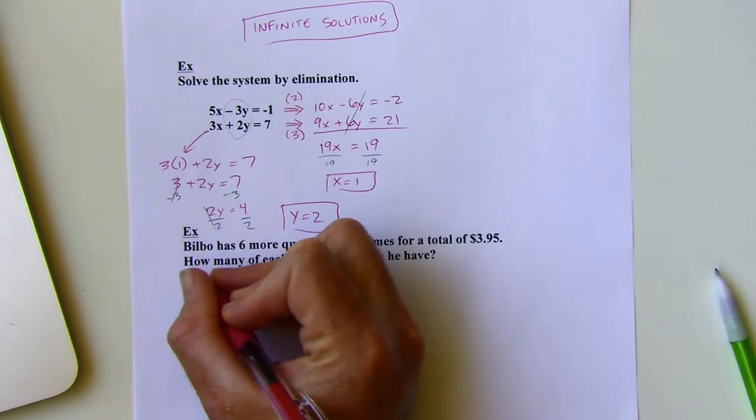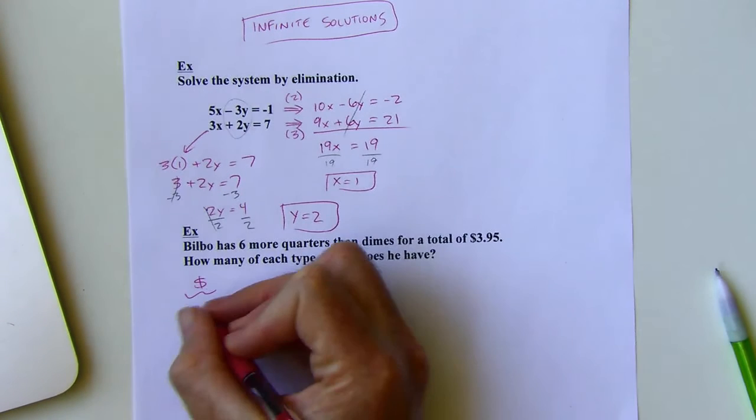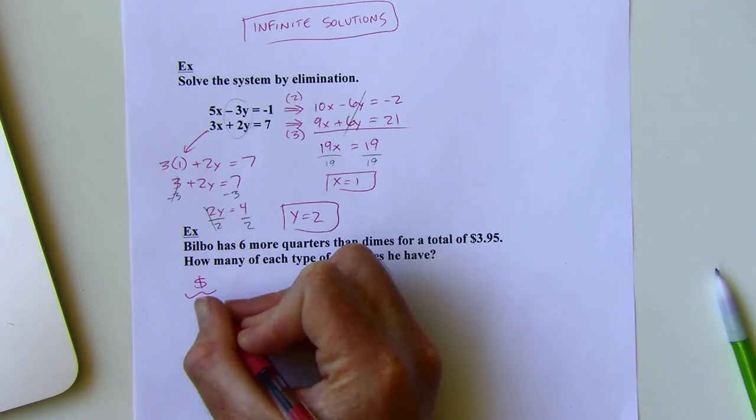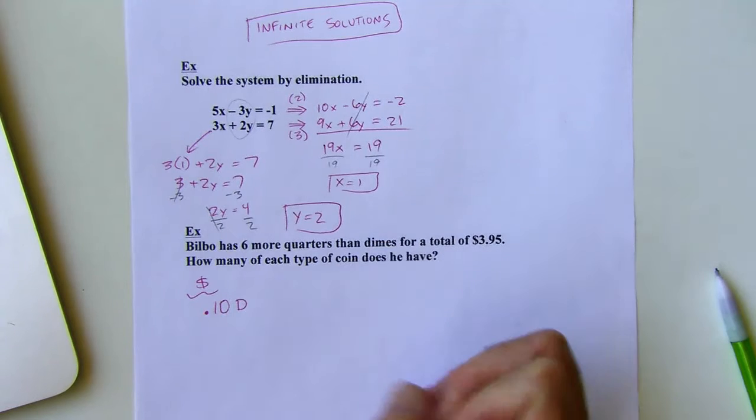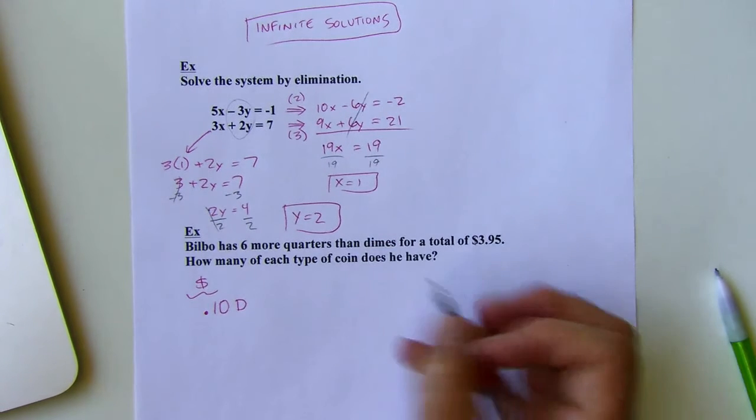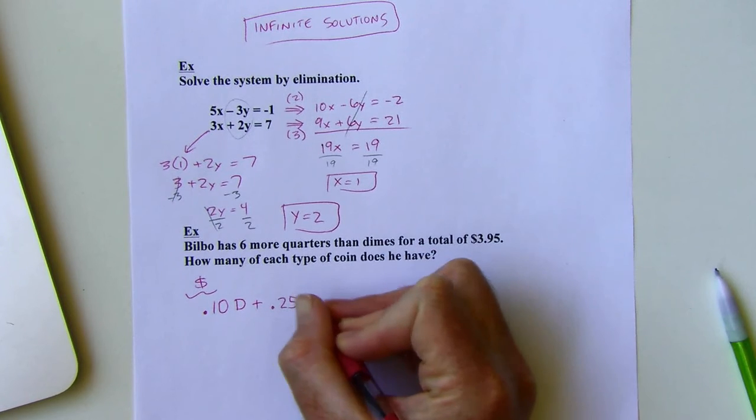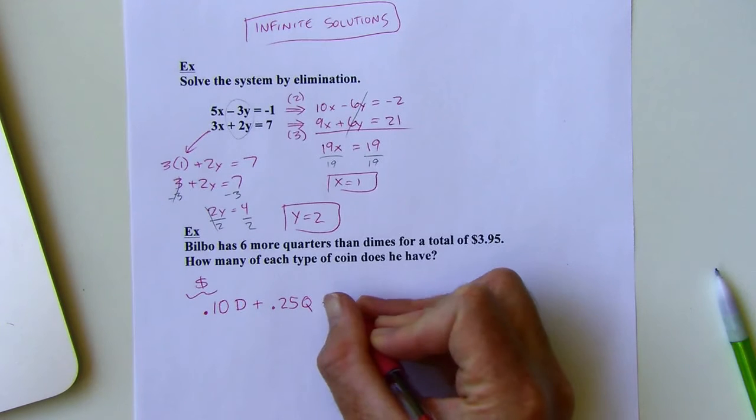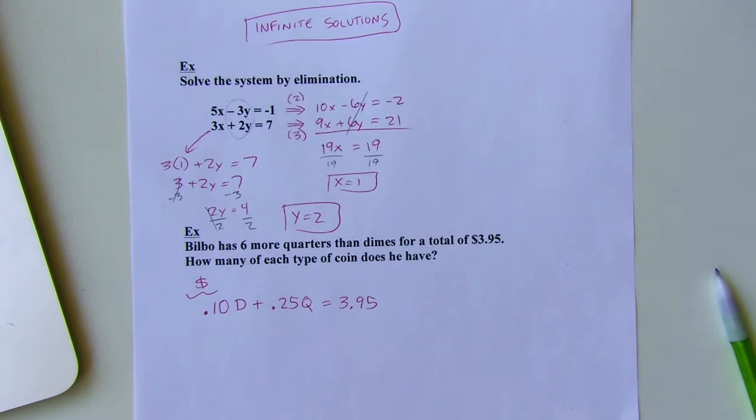Let's write an equation for the money, okay? So I know that each dime is worth 10 cents. Okay, so I'm going to write 10 cents that way. So 10 cents for each dime, okay? And then I'm going to get 25 cents for each quarter. And then I know my total amount of money is going to come out to $3.95.